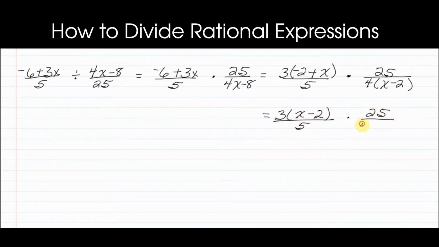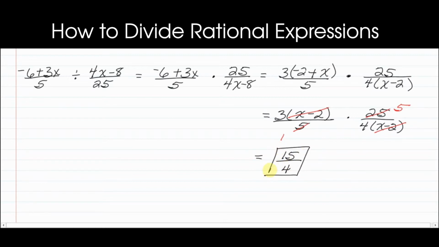And now we can readily see that we have a common factor of x minus 2 that we can cancel. And we can cancel between the 5 and the 25 a factor of 5. 5 will go into 5 once, 5 will go into 25 5 times. And we're left with 3 times 5 is 15 over 1 times 4 is 4. So your answer is 15/4.